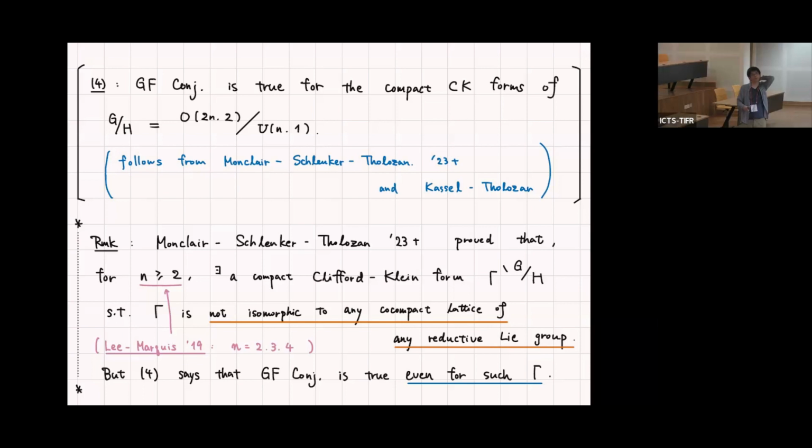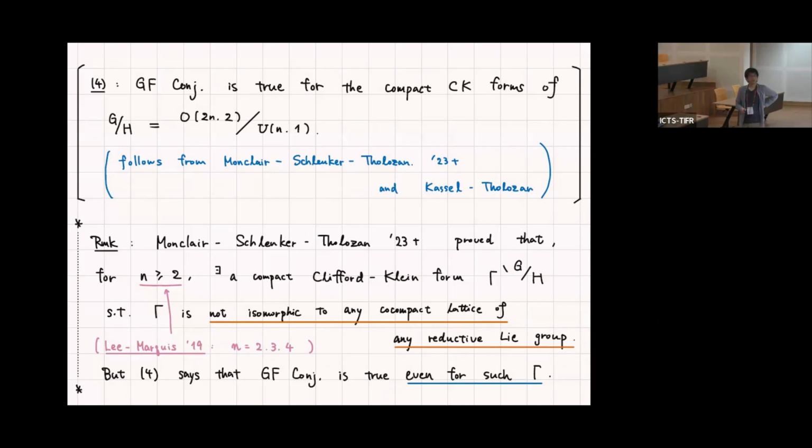more strange thing happens. In fact, in this case, for any n at least 2, there exists a compact Clifford-Klein form G mod H mod Gamma, such that this Gamma is not isomorphic to any co-compact lattice of any reductive Lie group. So it is, of course, not a co-compact lattice in G because that cannot happen since H is non-compact, but it is not isomorphic to a co-compact lattice of a smaller group. In fact, this Gamma is something called a fundamental group of the Gromov-Thurston manifold.